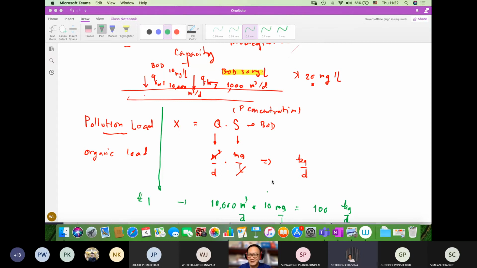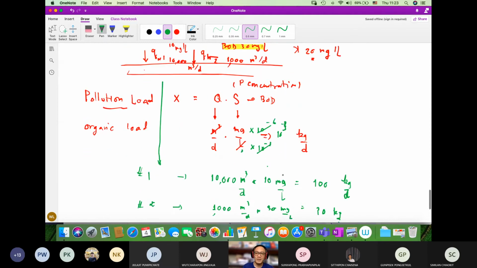Multiply by 10 to the power of minus 3, right? Milligrams to kilograms, you have to multiply by 10 to the power of minus 6, right? So in order to convert milligrams into kilograms you have to multiply by 10 to the power of minus 6. And then this one again is liters, so if you want to convert liters into cubic meters you have to multiply by 10 to the power of 3. Okay, so overall you just multiply by 10 to the power of minus 3 in order to convert this amount into kilograms per day.